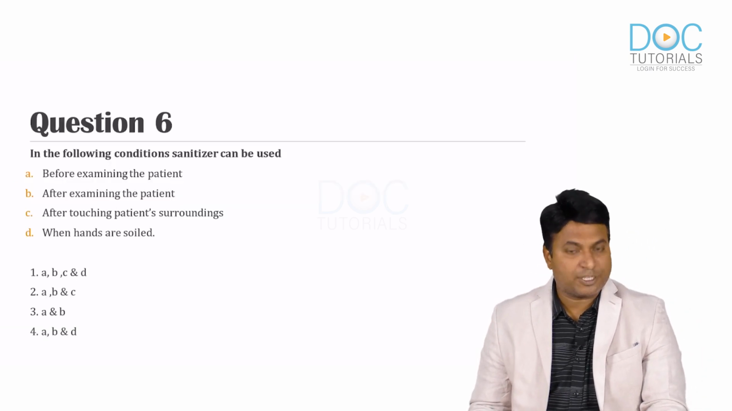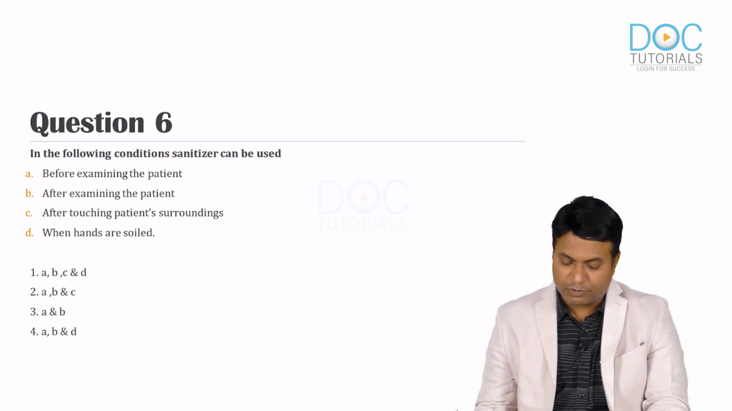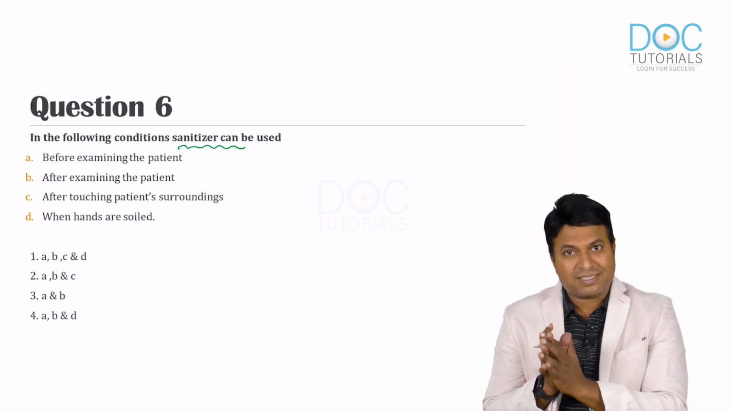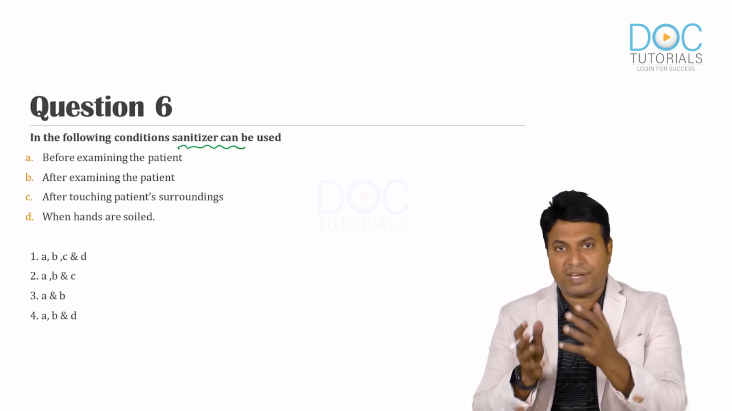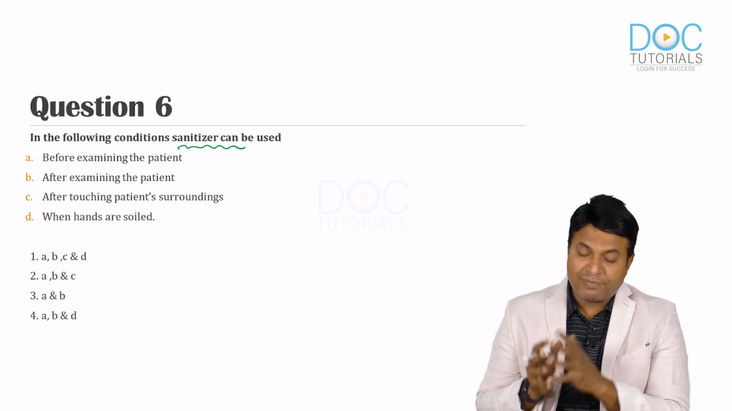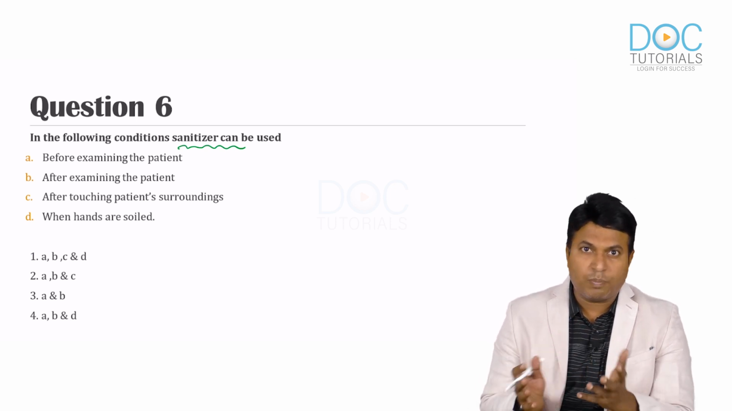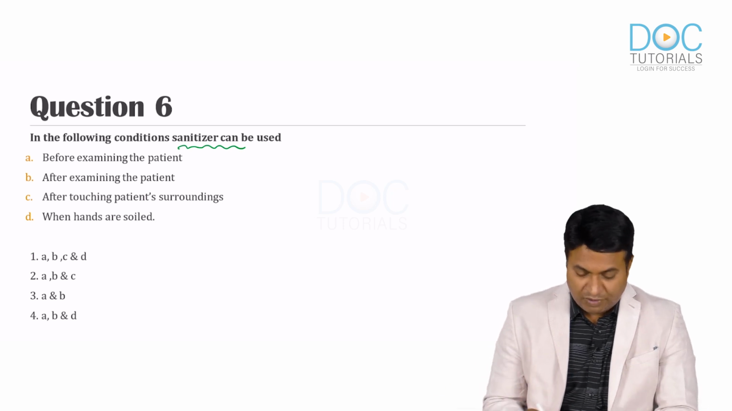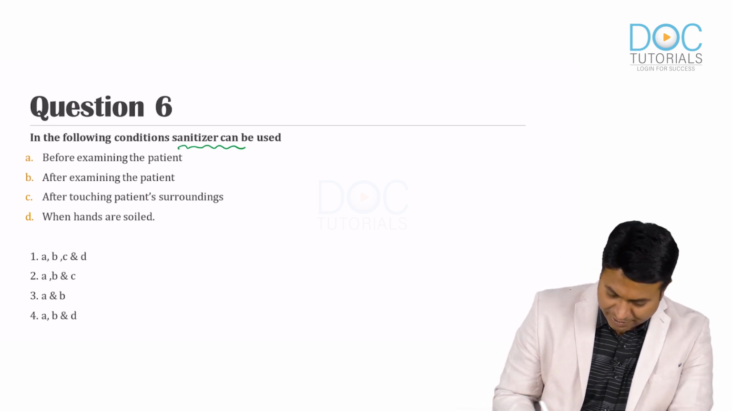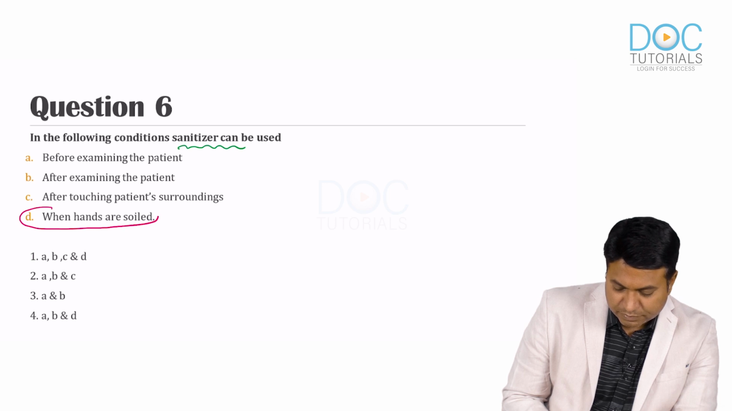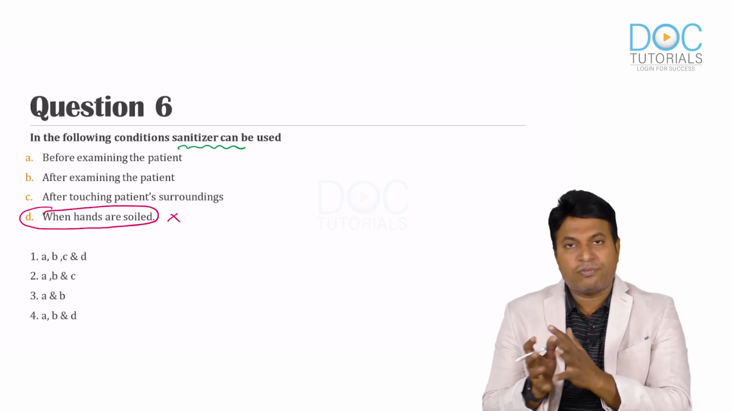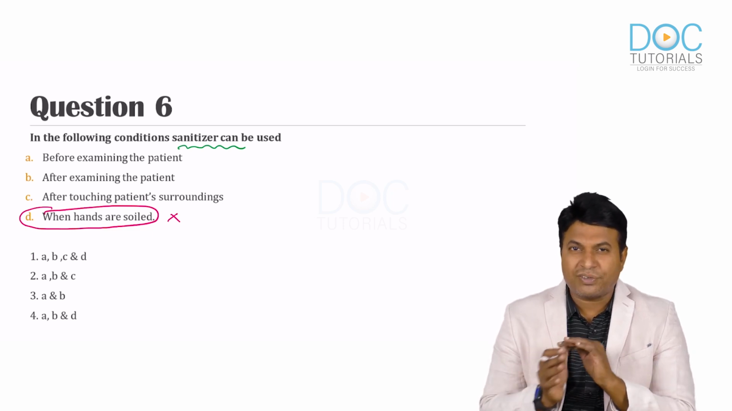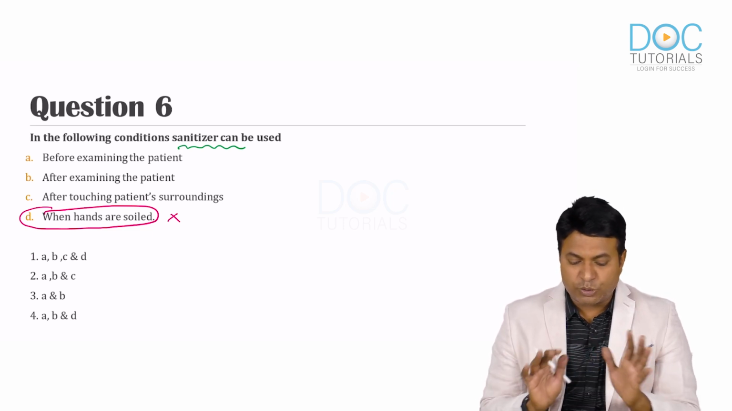This is a new question, expected because of COVID. In the following conditions, sanitizer can be used. We use sanitizer before examining the patient, after examining the patient, after the hands are washed with soap, and after touching the surroundings. We should not use it on soiled hands. If my hand is full of blood, I cannot use a sanitizer for sterilization. I should first wash it with water, dry my hands, and only then use a sanitizer.